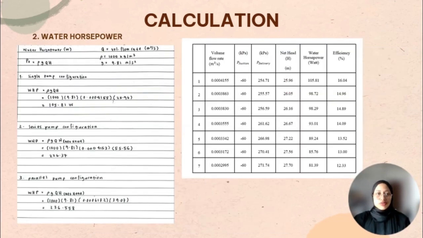To find the water horsepower, this is the result from a single pump configuration. So I take this as an example. For single pump configuration, we find the water horsepower, which is rho times gravity times Q, also times H, which is we got 1000 times 9.81 times 0.004155 times 25.96, which is we got 105.81 watt, which is the same as this one.